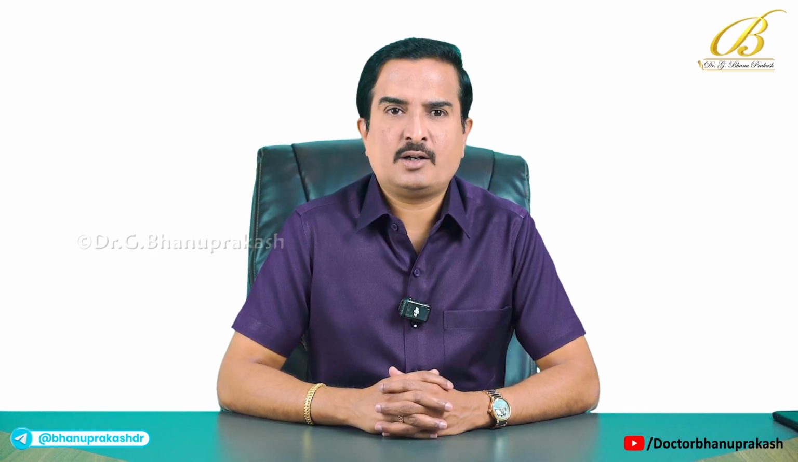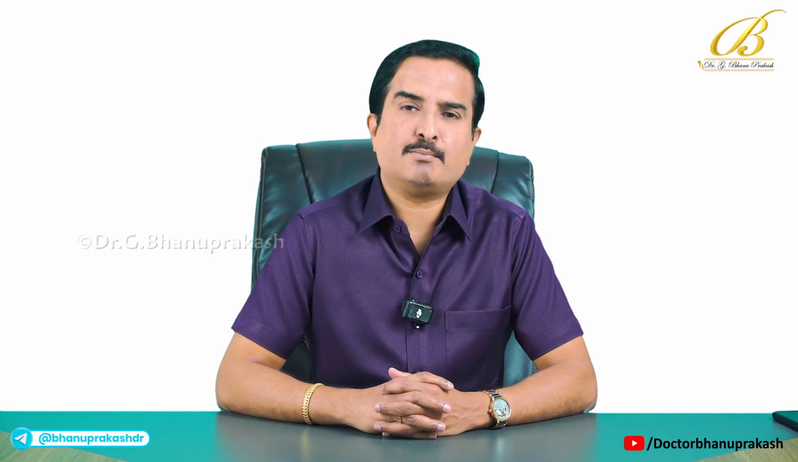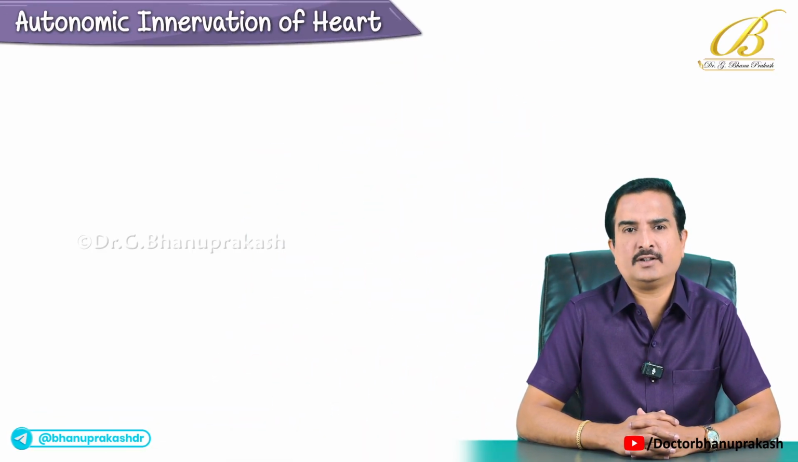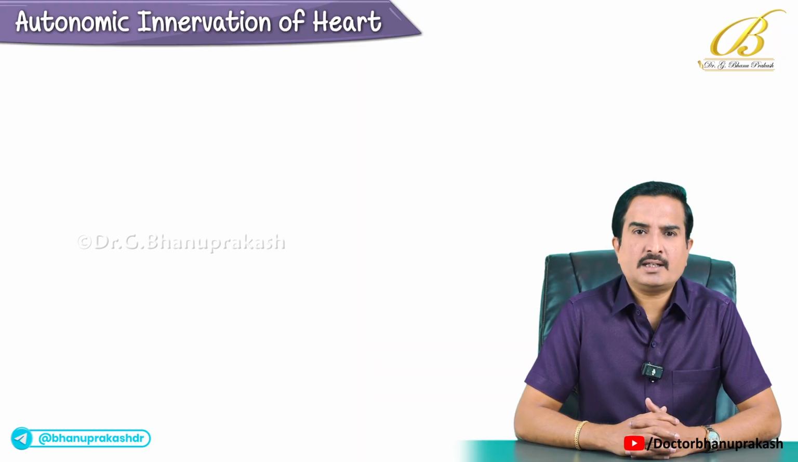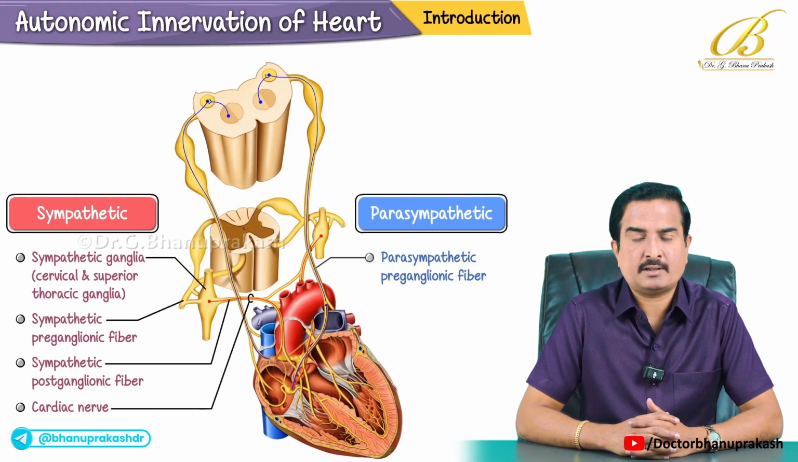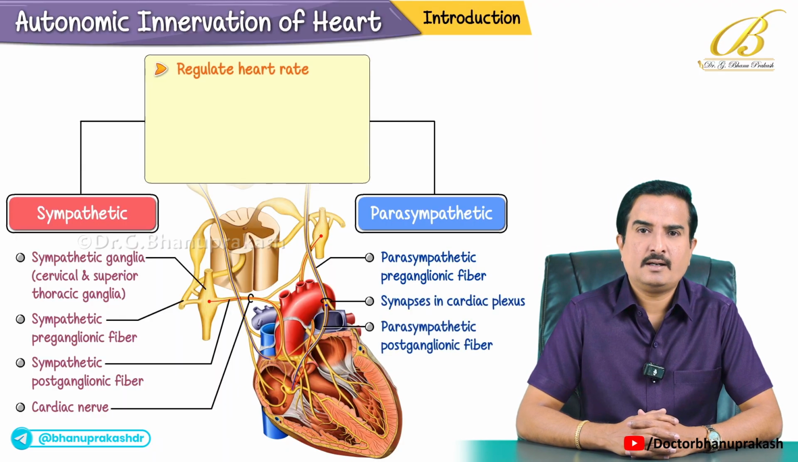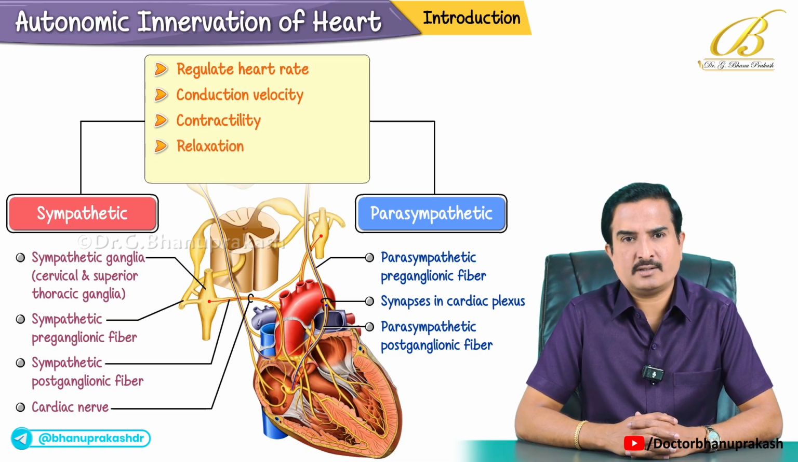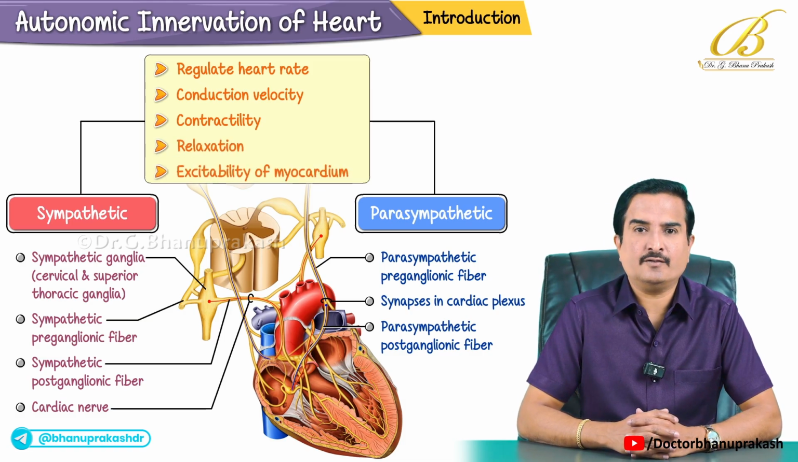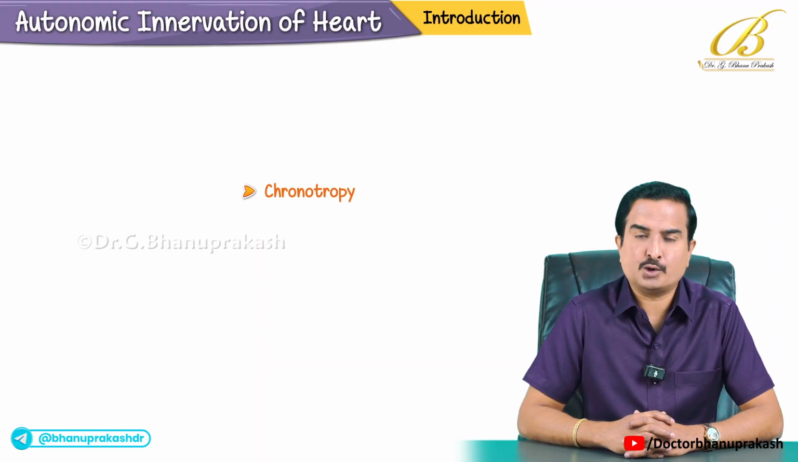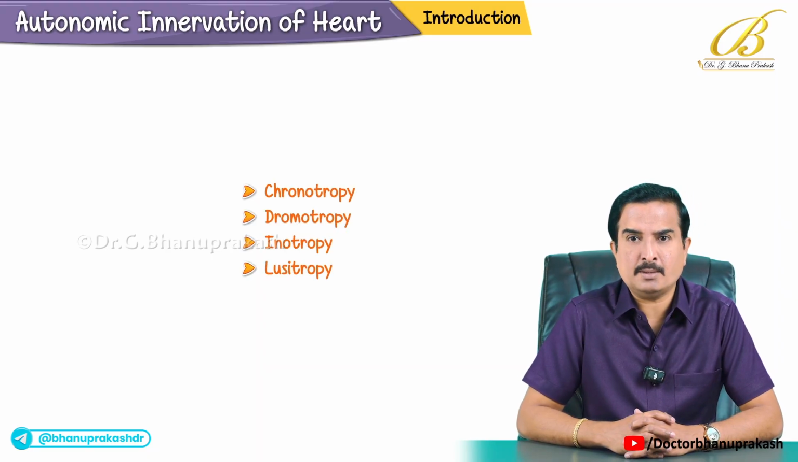Hello guys, welcome back once again to one of the very important topics of cardiovascular physiology, which is the autonomic innervation of the heart. In this particular session, we will explore how the sympathetic and parasympathetic systems regulate the heart rate, conduction velocity, contractility, relaxation, and even the excitability of the myocardium. We will also define the critical terms that describe these influences: chronotropy, dromotropy, inotropy, lusitropy, and bathmotropy.